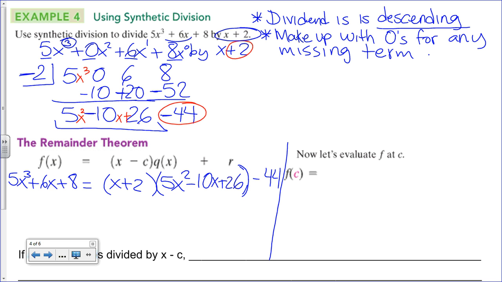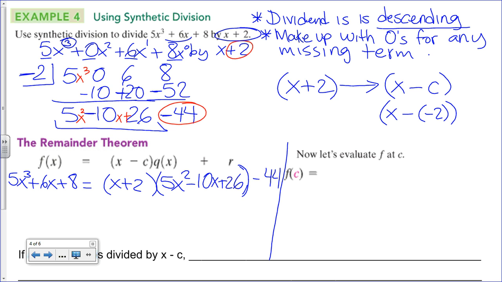Now, we're going to evaluate f at c. In this case, c is... so what will be c? Positive 2 or negative 2? Negative, because we have x minus 2. If you want a shortcut for this, it will always be the opposite of this term.